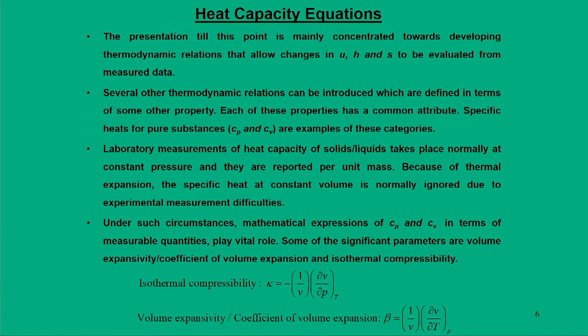So, this is the importance of these relations. Now, apart from that, we will also be using some other important properties, which we call isothermal compressibility. In fact, we have already discussed this in our previous lectures, and isothermal compressibility is defined by the term kappa, which is equal to minus 1 by V into dou V by dou P at constant temperature. The other parameter is volume expansivity, or coefficient of volume expansion, beta, which is equal to 1 by V dou V by dou T at constant pressure.